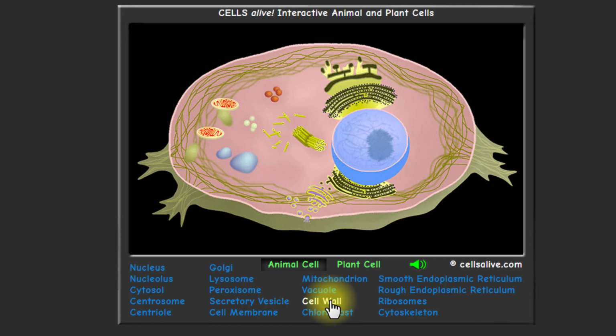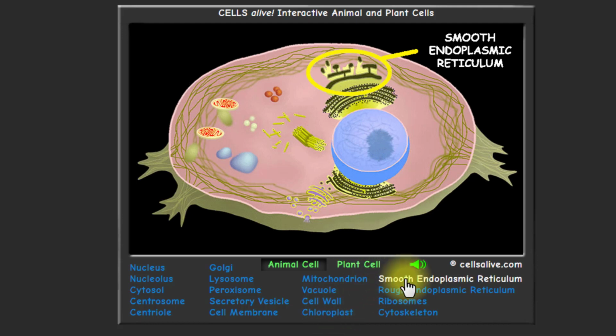and notice when I get to cell wall, there is nothing highlighted. That is because we are on animal cells, and animal cells do not have a cell wall. This will be important in answering the questions for your lab activity. When I go to chloroplast, you'll also see that nothing comes up. This is because chloroplasts only exist in plant cells and do not exist in animal cells. We can move on now.